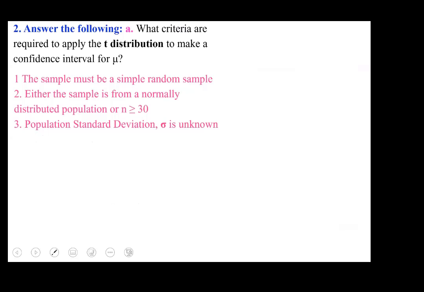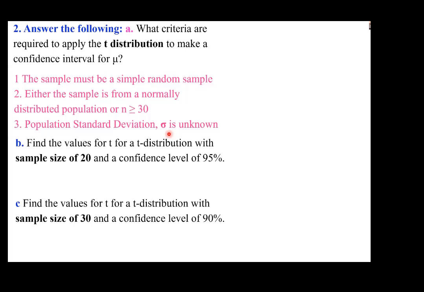What criteria are required to apply the T distribution to make a confidence interval for mu? The sample must be a simple random sample. Either the sample is from a normally distributed population or n is larger than or equal to 30, and the population standard deviation sigma is unknown. The point being, when sigma is missing and everything else is in order, we use the T distribution. That's why it's important for you to read the question very carefully to see if sigma is given or missing.